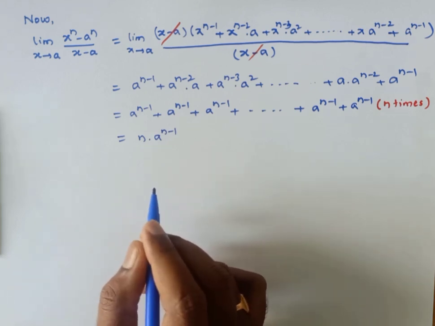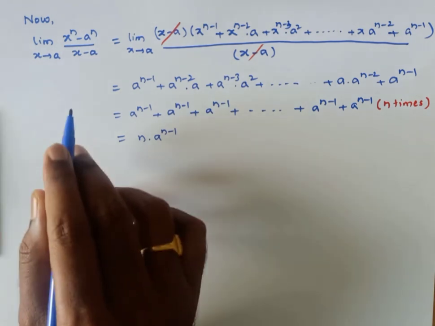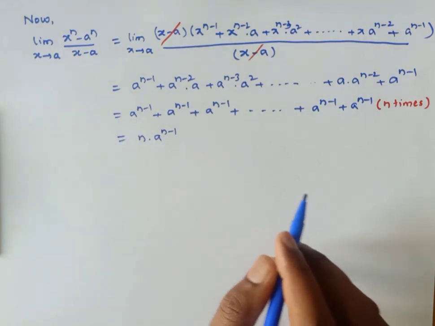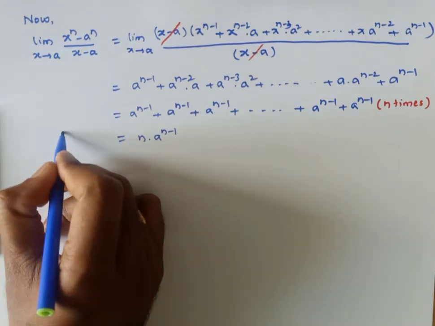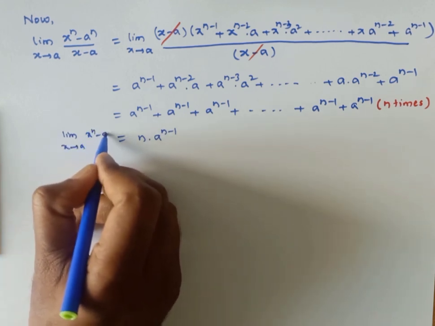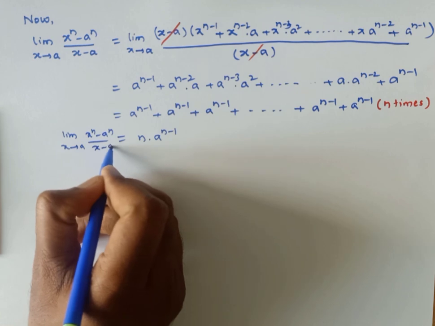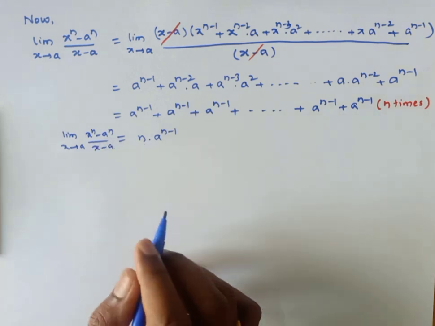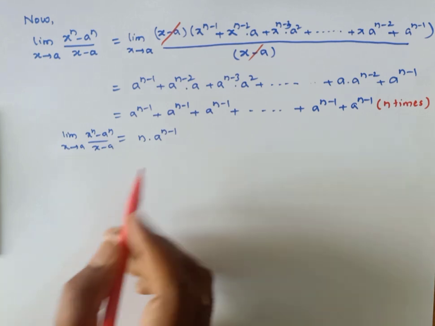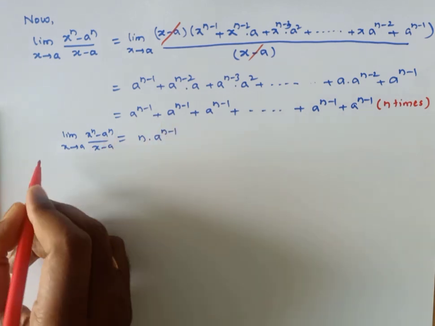So here limit x tends to a, x power n minus a power n by x minus a is this one. Now you can write limit x tends to a, x power n minus a to the power of n by x minus a. As per our formula, n into a power n minus 1 is there. Now next, case 3, so this is true for n a positive integer.